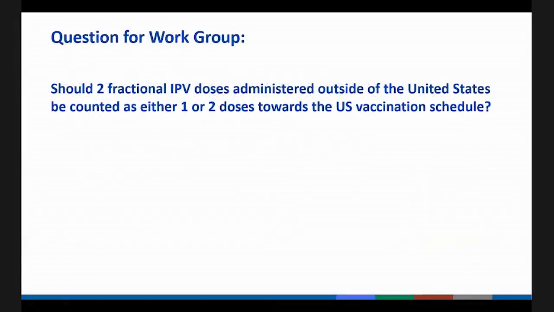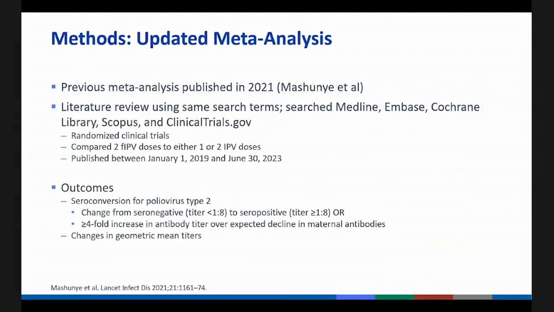So the question for our work group was, should 2 fractional IPV doses administered outside the US be counted as either 1 or 2 doses towards the US vaccination schedule? We conducted a meta-analysis that was an update to the meta-analysis previously published in 2021, and conducted a literature review using the same search terms as the previous analysis, looking for randomized clinical trials that compared 2 fractional doses to either 1 or 2 full doses. The outcomes of interest were seroconversion for poliovirus type 2, and also changes in geometric mean titers.